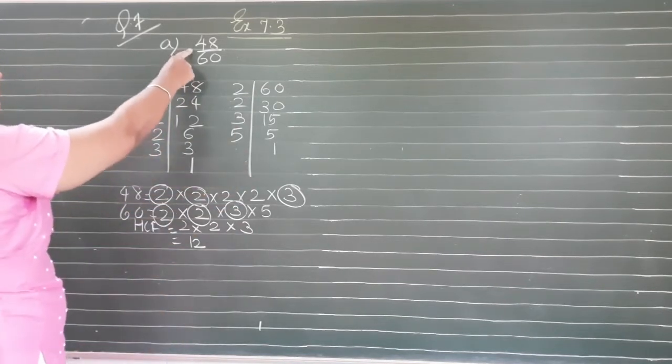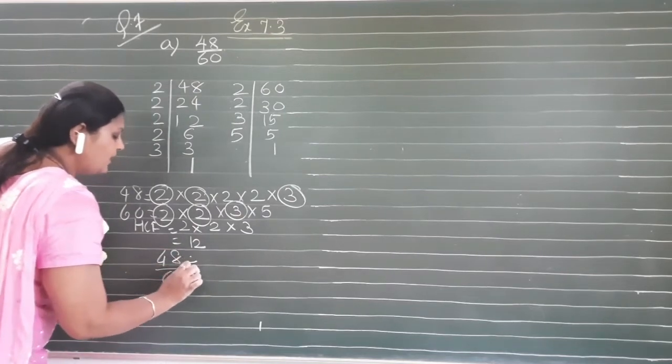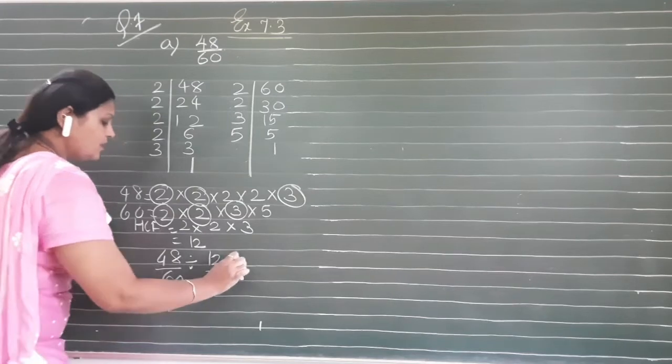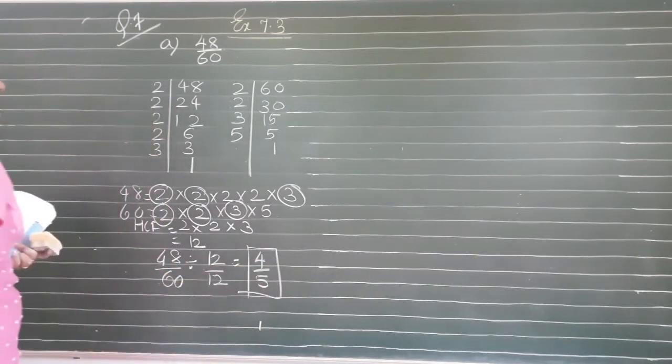Now we will divide 48 upon 60 by 12 upon 12. 12 4s are 48, 12 5s are 60. So 4 upon 5 is our answer.